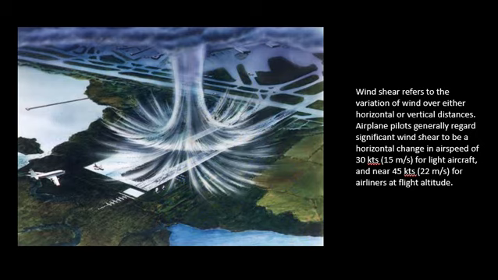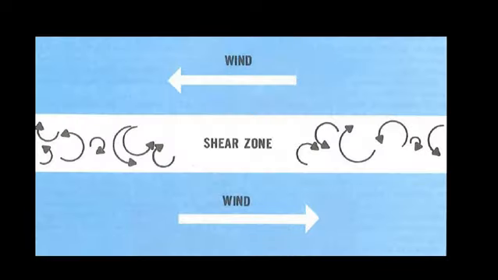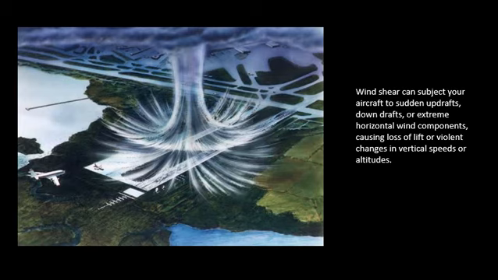So that's wind shear. Like the slide says, it refers to the variation of wind over either horizontal or vertical distances. If you see your airspeed indicator bouncing around 20, 30 knots while you're on final approach, that is really not a good thing. So as pilots, what we would probably do to counteract that is carry some extra airspeed to compensate for the gusts that could go in the wrong direction, so to speak.